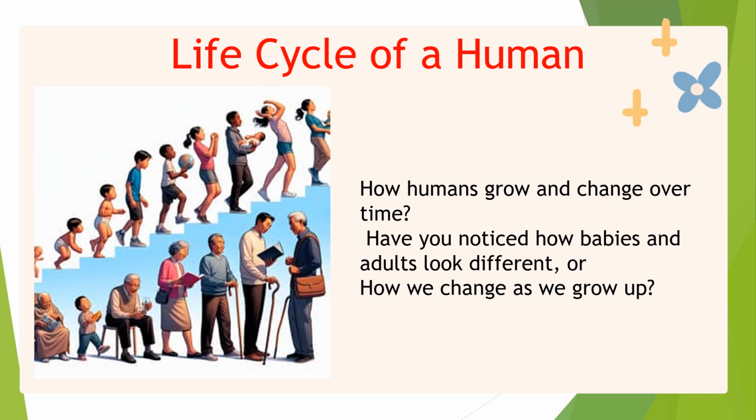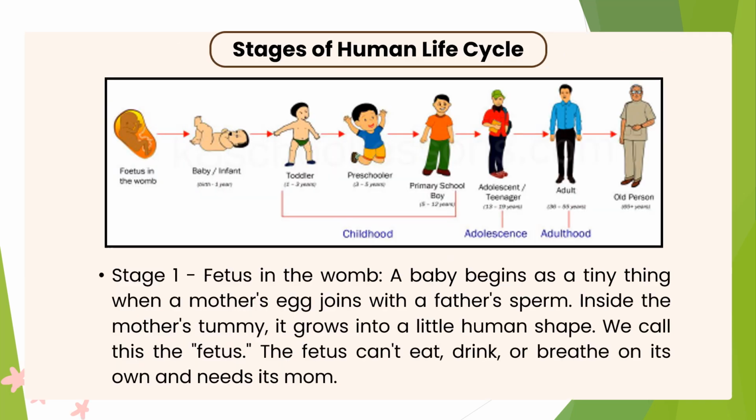Each stage is unique with different characteristics and changes. Now let's go through each stage to see how we grow and develop over time. The first stage begins inside the mother's womb, where a baby starts as a tiny fetus. Over time, the fetus grows and after about 9 months, it's ready to be born.